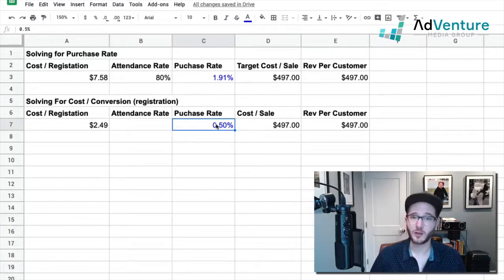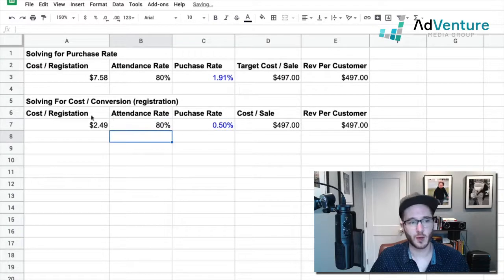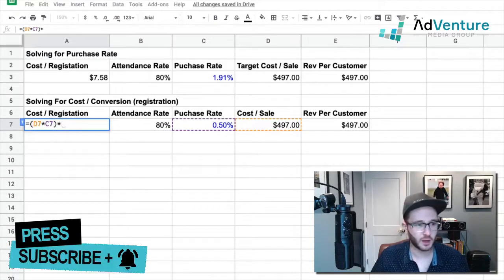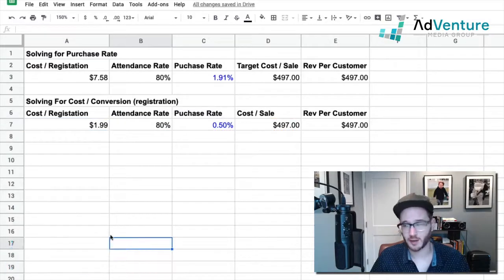You also have to deal with reality. The reality of the case is that my conversion rate so far is 0.5%. So if that doesn't improve, and let's say my attendance rate is also 80%, what would my cost per registration have to be? It's very simple. We multiply this number by my attendance rate, and my break-even cost per registration goes down to $1.99.